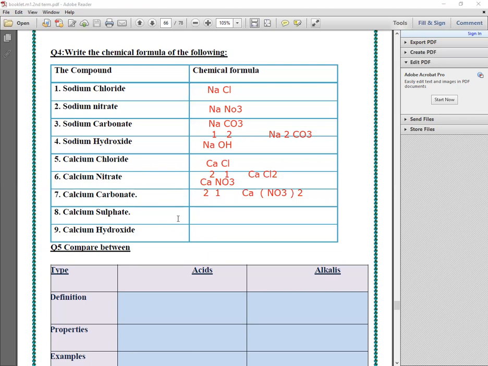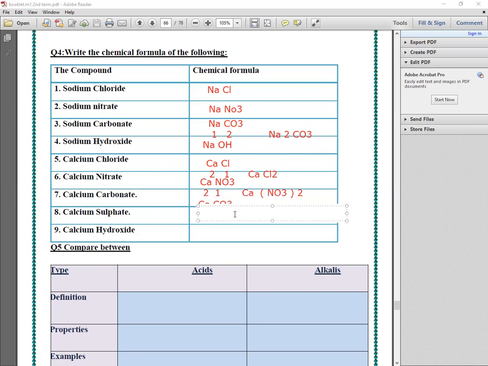Number 7, calcium carbonate. Calcium, Ca, carbonate, CO3. Calcium divalent, carbonate divalent. So the final chemical formula is CaCO3.